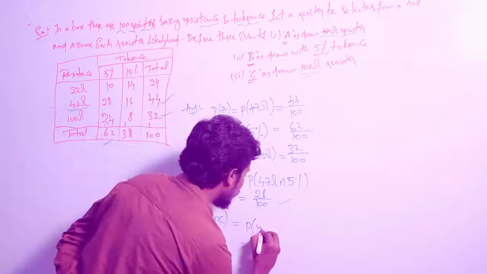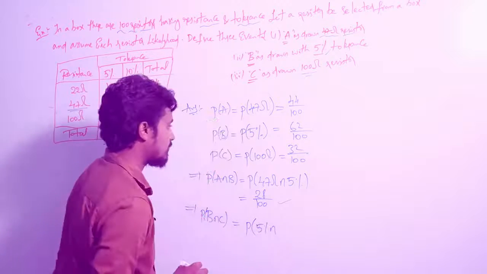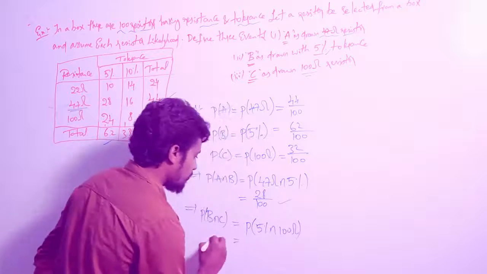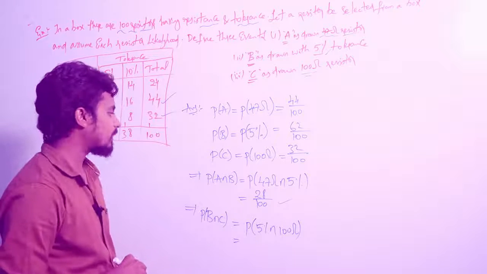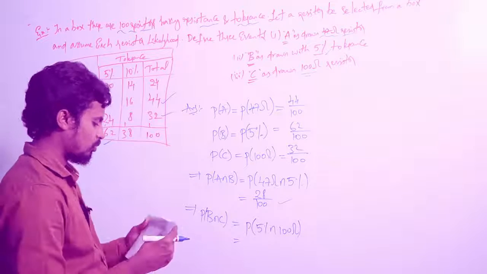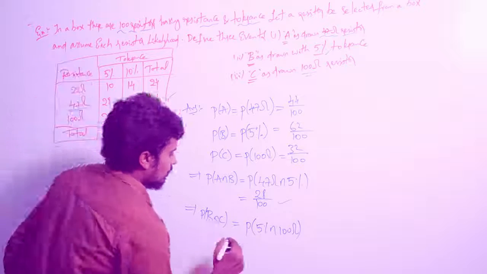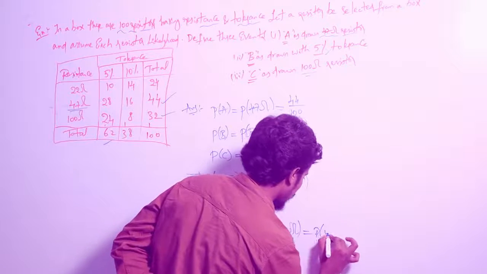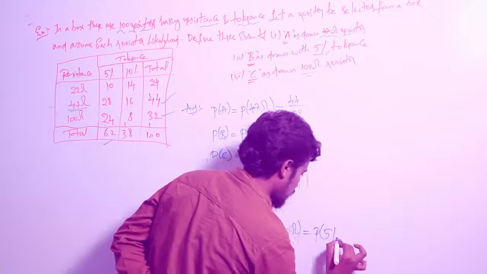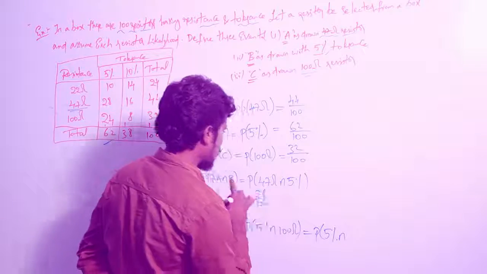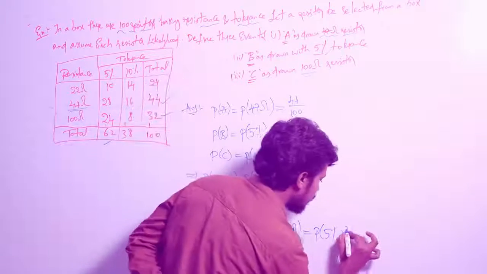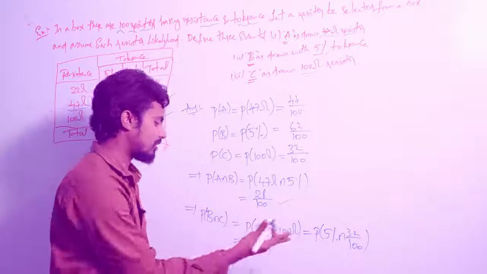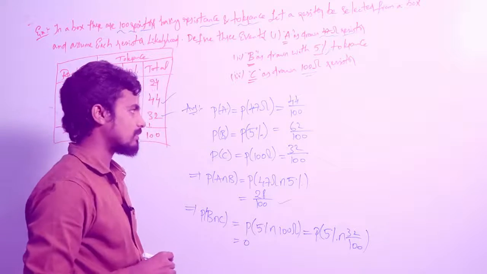that will be the P of B, the 5%, intersection C, the 100 ohm. If you apply the intersection for this, what you will get? That will be the 0. Here this will be the P of 5% intersection 100 ohm, and 100 ohm will be the 32 divided by 100. Now you can apply the intersection for this, you will get the 0 as your answer.